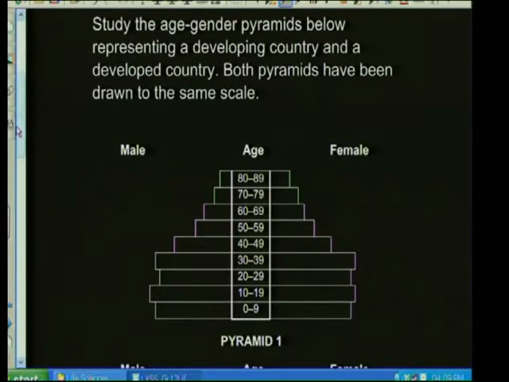Question number 3. And remember in the beginning, I said to you, one of the things you need to be able to interpret are the pyramids. That's part of the data. Have a look at this question. It says, study the age-gender pyramids below, representing, now we've just come from the previous question, a developing country and a developed country. Both pyramids have been drawn to the same scale.